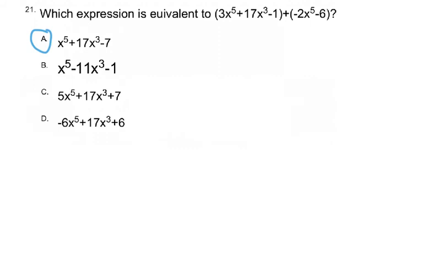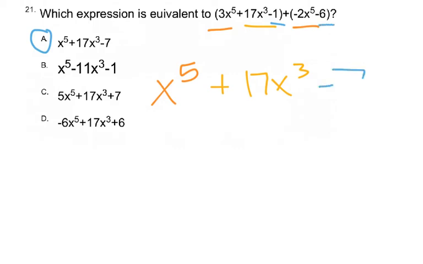This one's talking about equivalent expressions. Just make sure that you are getting the right like terms together. Okay. So those are the only quintics. When I add those together, I get x to the 5th. This one is the only cubic. And then these are the only constant. So A is my answer choice.